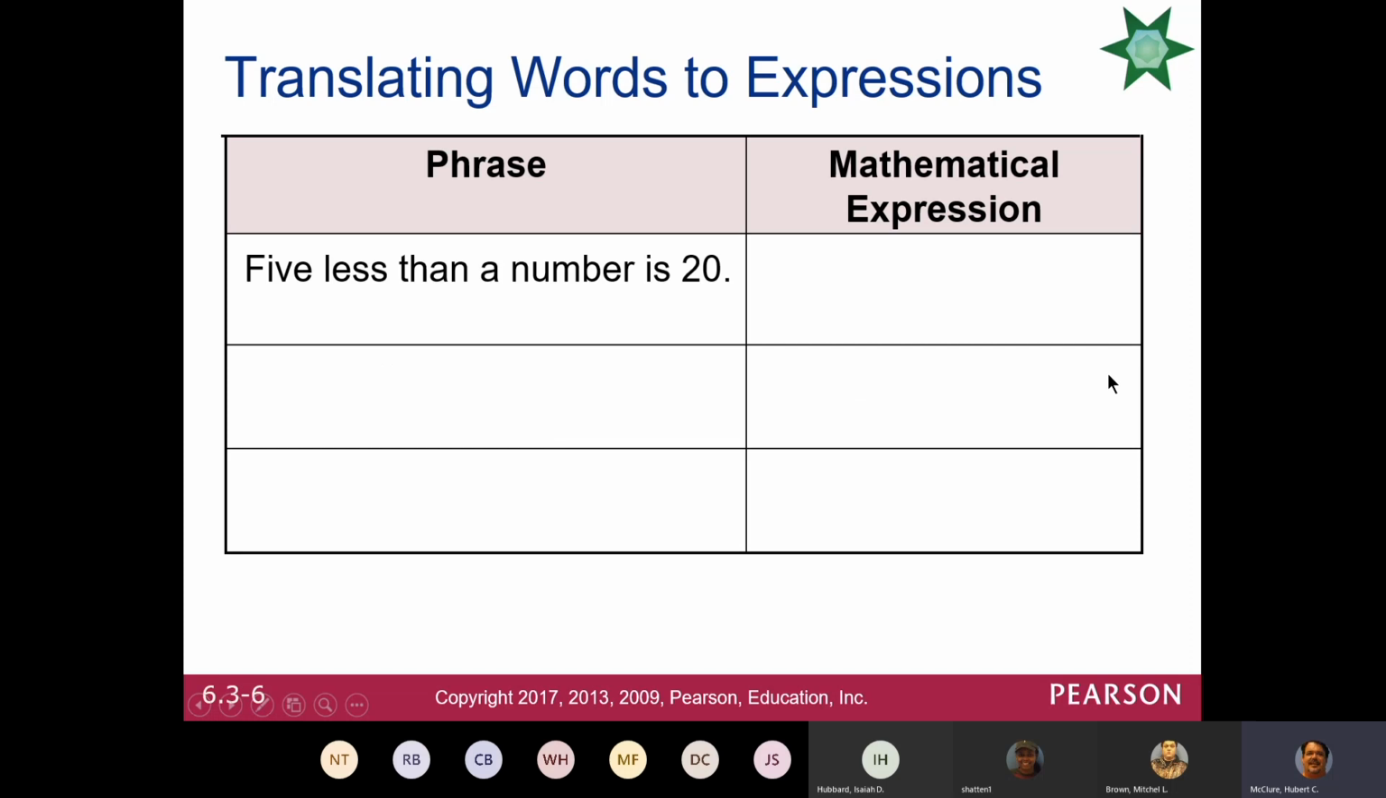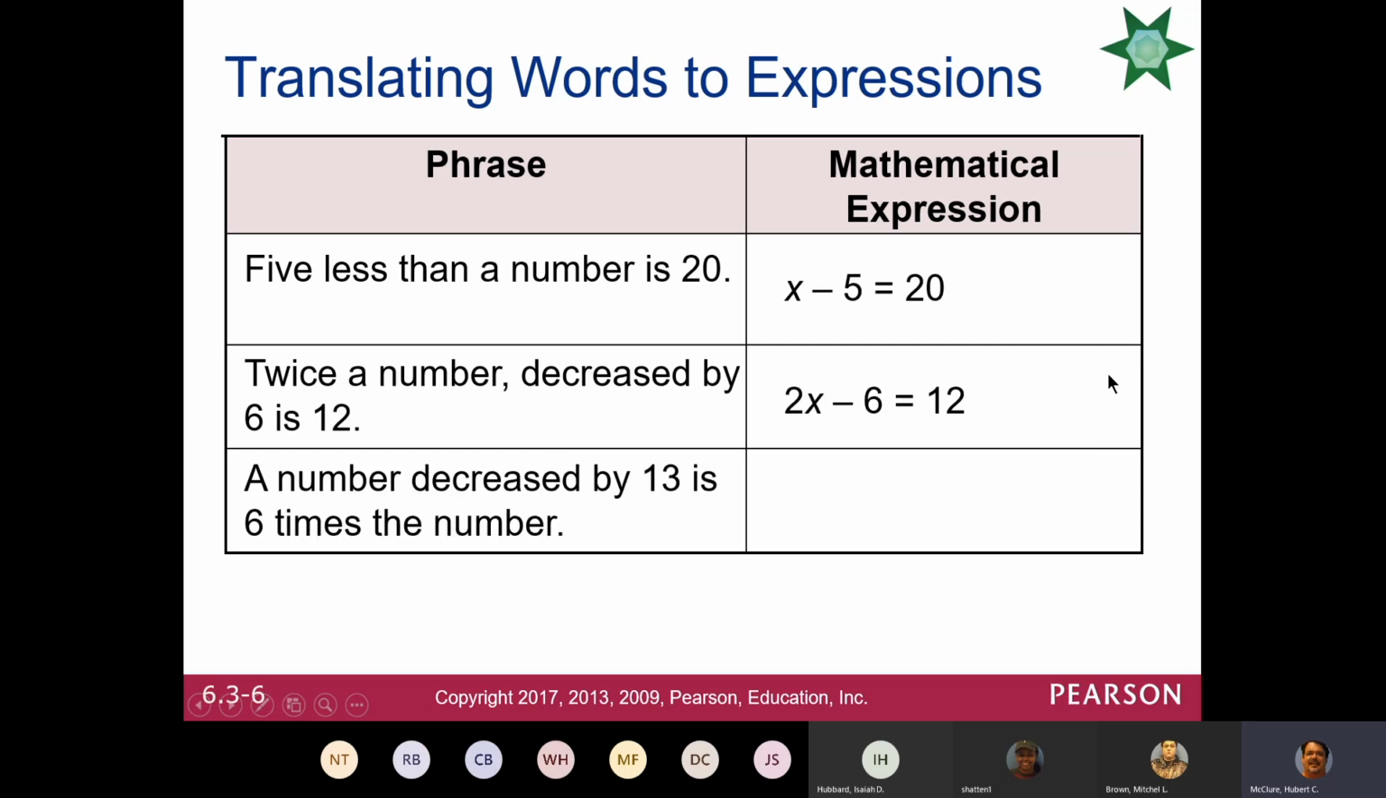All right, next. Golly, we got some more. I didn't know there were 4 slides. I'm sorry. 5 less than a number, crisscross, is equal to 20. Twice a number decreased by 6 is 12. Remember. Okay, you're going to have to mute that thing, Mr. Hubbard. All right. No, I'm just kidding.